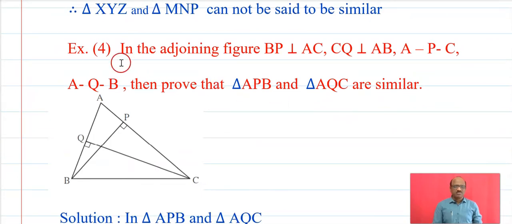Now the next question, number 4. In the adjoining figure, BP is perpendicular to AC and CQ is perpendicular to AB, with P on AC and Q on AB. Then prove that triangle APB is similar to triangle AQC.